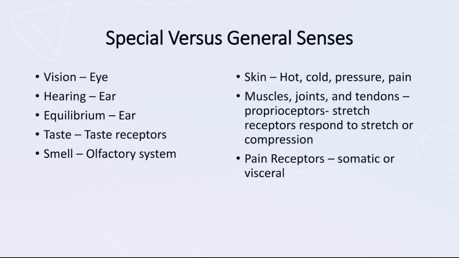So general senses are widely distributed. They do not have specific organs of the body that are specially destined to perform for that particular sense, as opposed to the special senses. You've already covered general senses in some of the systems, like the musculoskeletal system and the integumentary system. So here we are going to have a look at the special senses.